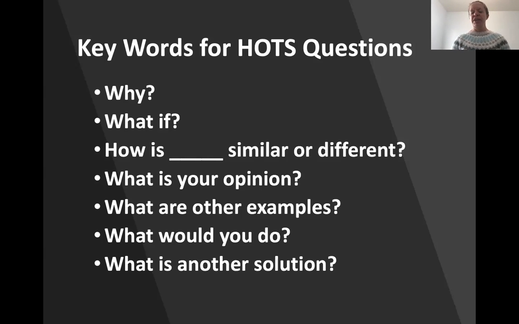These are all different things I can have students question, or I can ask students to help them develop their critical thinking skills.